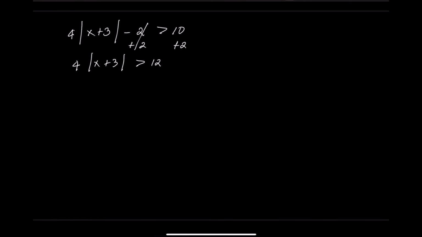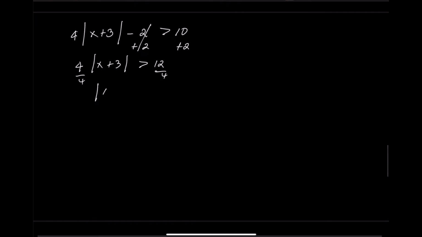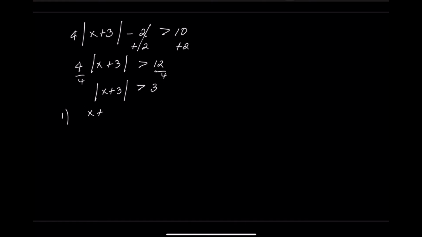Start by dividing both sides by 4. That gives us the absolute value of x plus 3 is greater than 3. Now write two separate inequalities. First, x plus 3 is greater than 3. Second, x plus 3 is less than negative 3.